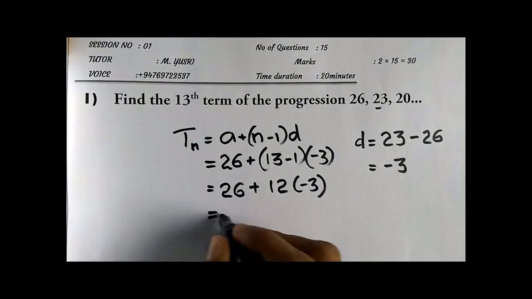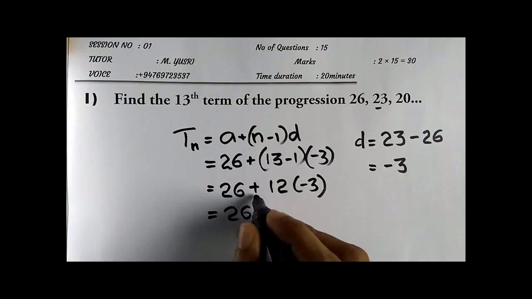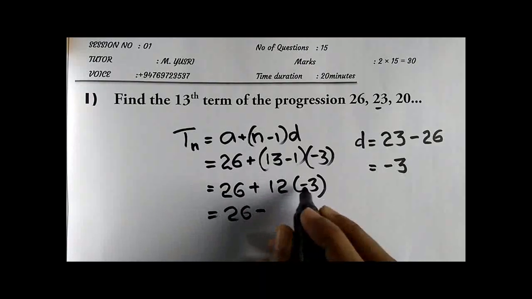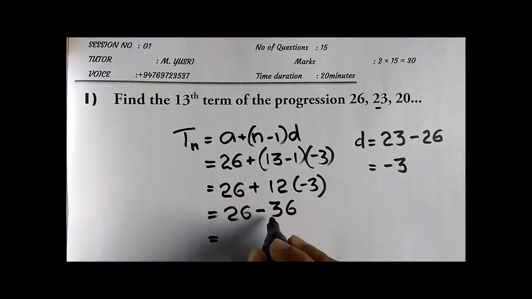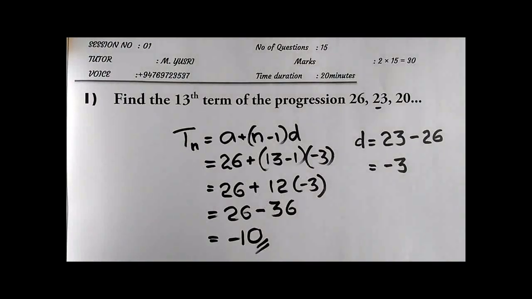Now we'll simplify this. 26 plus into minus is minus. 12 3s are 36. Now again, one plus and one minus. If the signs are different, we have to subtract. So 36 minus 26 is 10, and the minus sign is the highest. So the answer is minus 10.